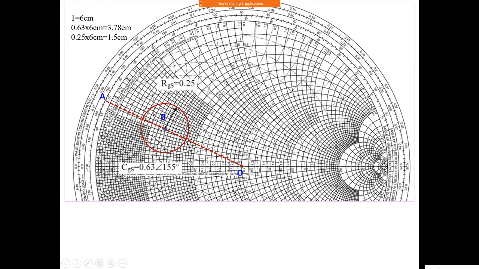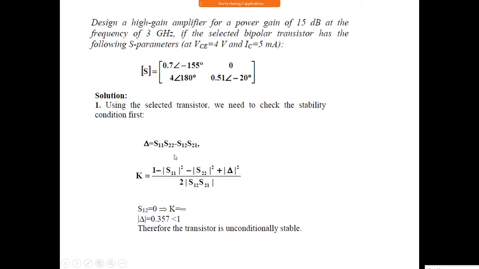See, there is a problem here. Design a amplifier again for 15 dB gain at the frequency 3 GHz. If the bipolar transistor has this S matrix, and S12 is equal to 0, that means it is a unilateral device here.